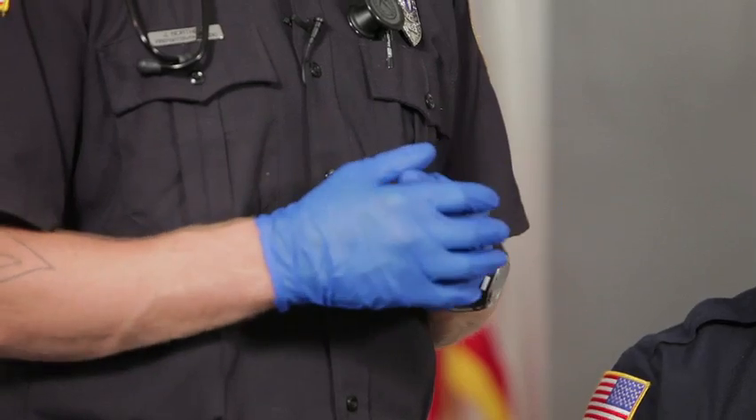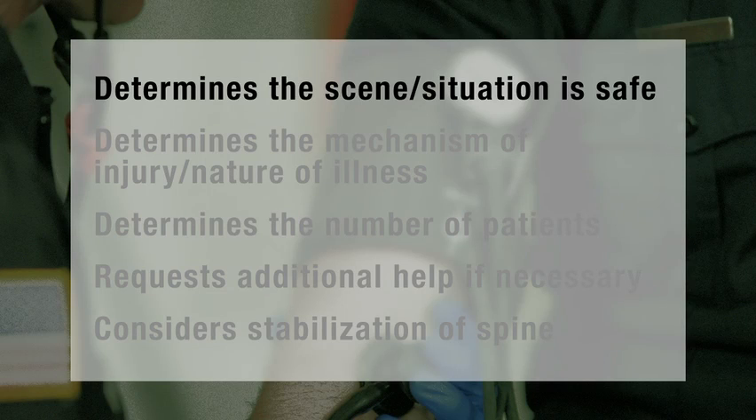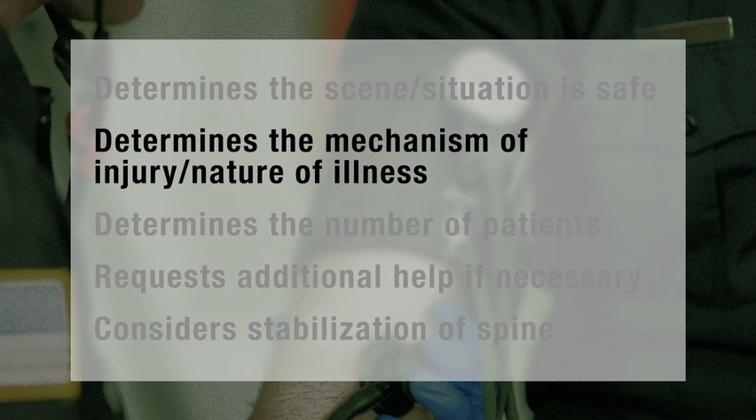First and foremost, you can verbalize wearing body substance isolation, or you can come in wearing gloves and eye protection. The scene size up portion of National Registry requires 5 points. The first point is scene safety and situation control. The second point will be the mechanism of injury or the nature of illness. For this scenario, it'll be nature of illness for a medical patient.